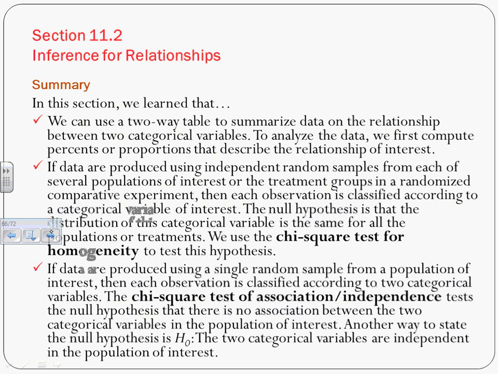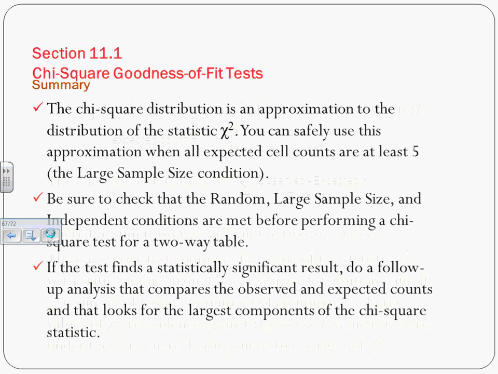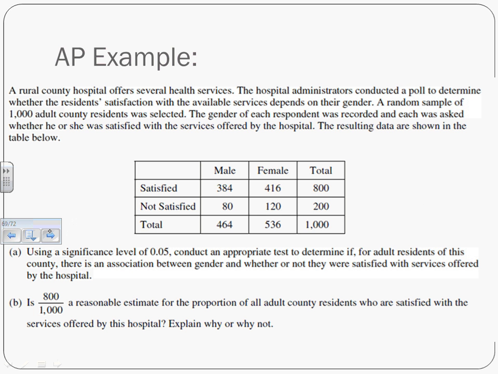All right, so you made it through chi-square. You only have one more module to go. Here's the summary. And then here's some AP examples.